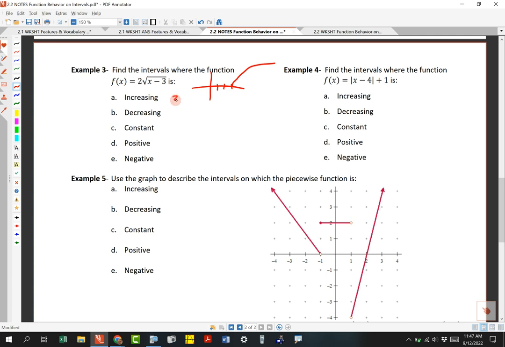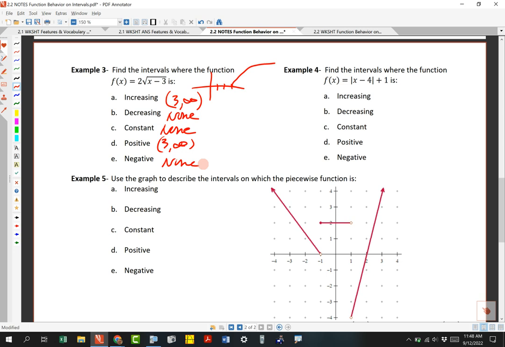Increasing on 3 to infinity. Lizzie, is it ever decreasing? Nope. Hannah, is it ever constant? Nope. Positive, Si. 3 to infinity. And if it's positive everywhere on its entire domain, then it's not going to be negative. Okay. So we could say none right there.